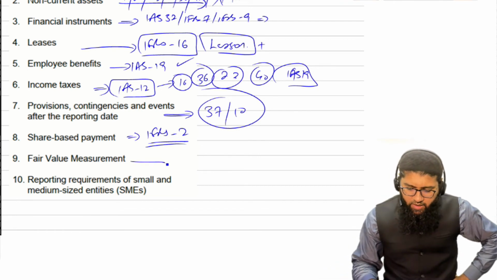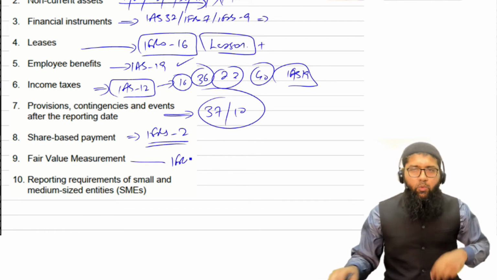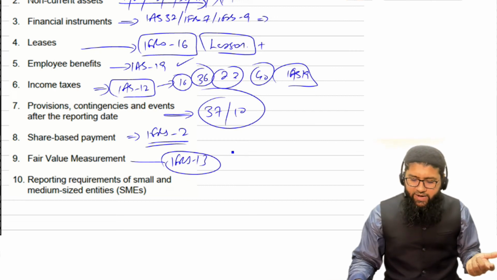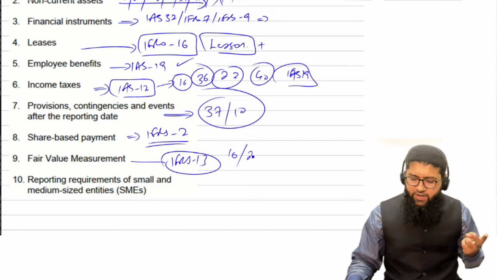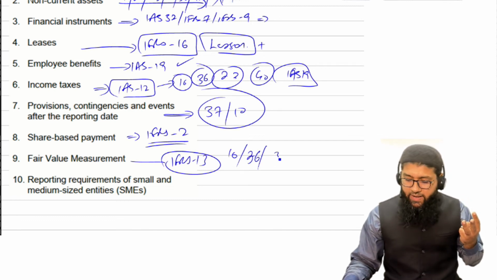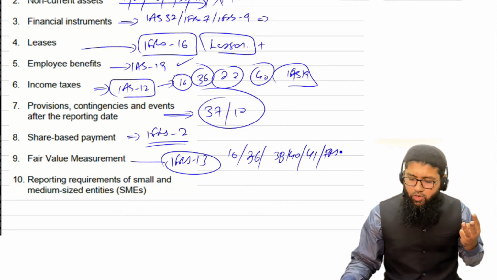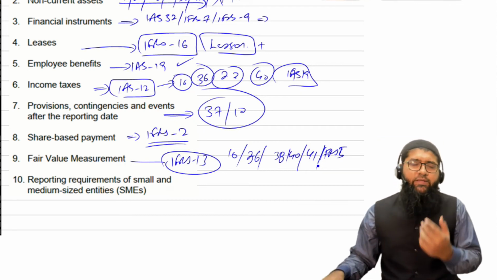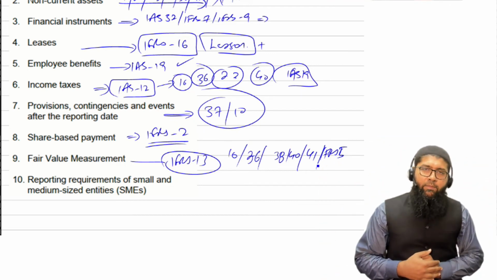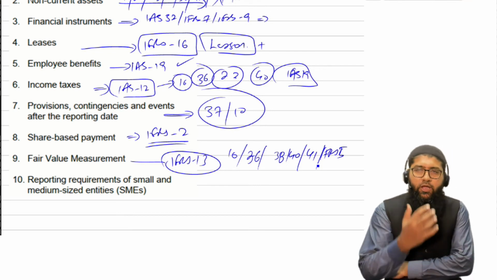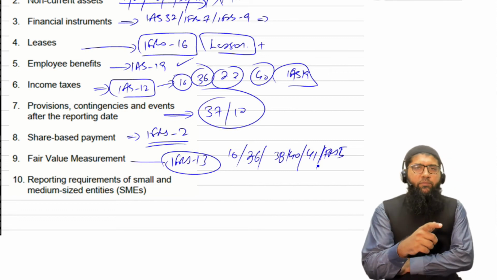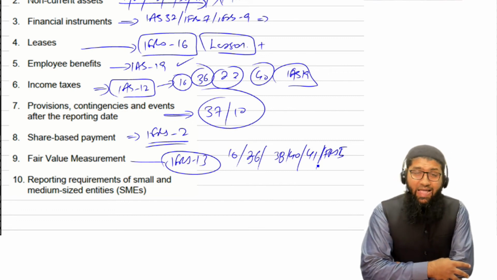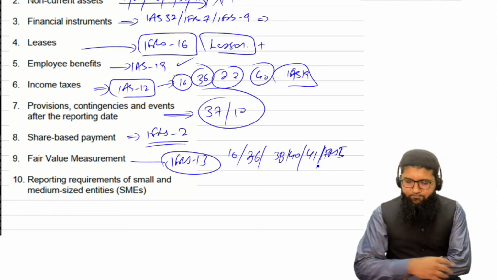Then IFRS 13. A lot of accounting standards require you to apply fair value. You calculate fair value in IAS 16. You calculate fair value in IAS 36. You calculate fair value in 38. You calculate fair value in 40, 41, IFRS 5. You calculate fair value in many accounting standards. So how is that fair value determined? IFRS 13 guides you. So we're going to be discussing what the fair value concept is, how fair value is measured, and what the different principles are that IFRS 13 gives us. So we're going to be discussing that.